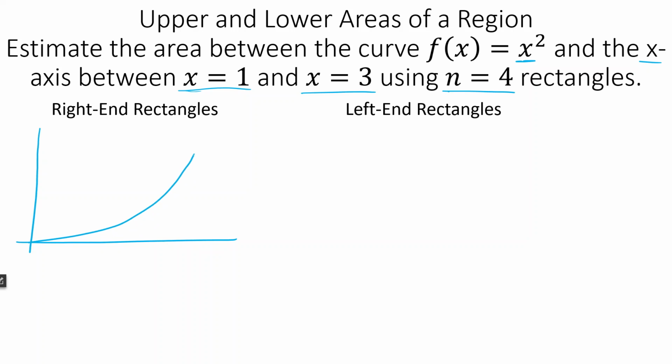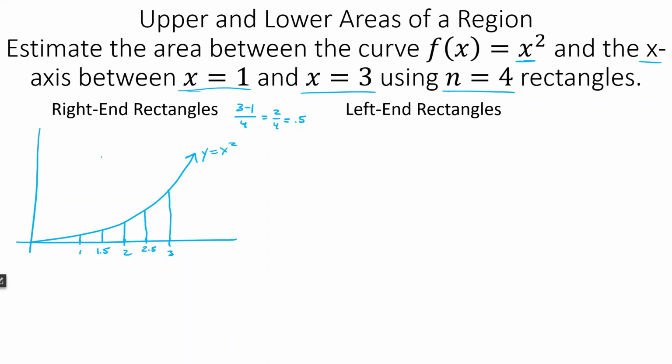So here's the graph of x squared. And let's say maybe that's 1, that's 2, and that's 3. And we want to use right end rectangles, and we're breaking it up into 4. So if we're going to break it up into 4, the way we find out how long each one is, we find the length and divide it by 4. So that's 2 over 4, or in other words, each one is a half or 0.5. So we're going from 1 to 1.5, 1.5 to 2, 2 to 2.5, and 2.5 to 3.